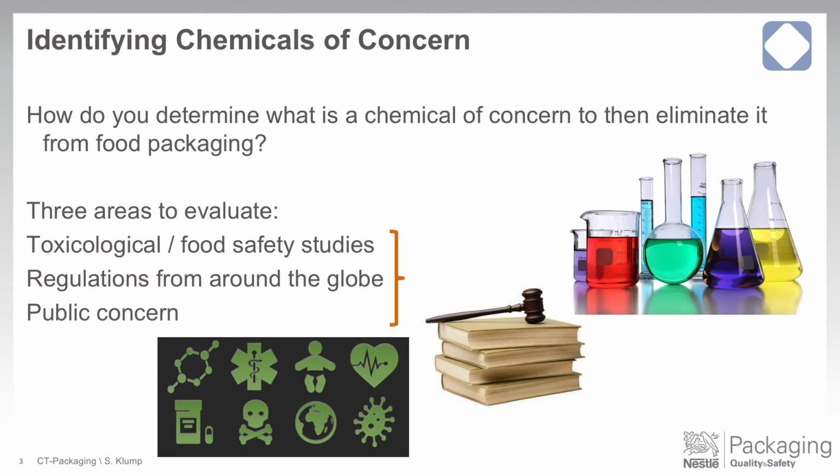So how do you determine you have a chemical of concern to eliminate? 3 areas: toxicology, regulations, public concern, and sometimes these are all combined together, and that public concern influences regulation. Toxicology studies come out and you say, oh, shoot, we need to get out of this chemical. So you need to determine, are there suitable alternatives? Are they available from the packaging supplier? Gee, we'd like to get out of this chemical, but there's nothing on the market right now. Are they allowed by regulations?